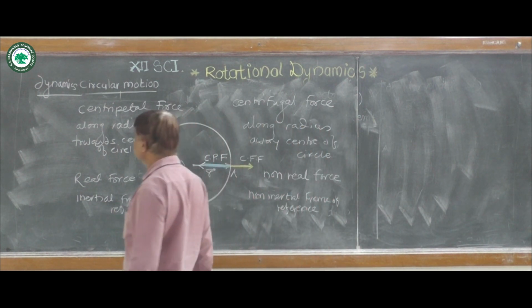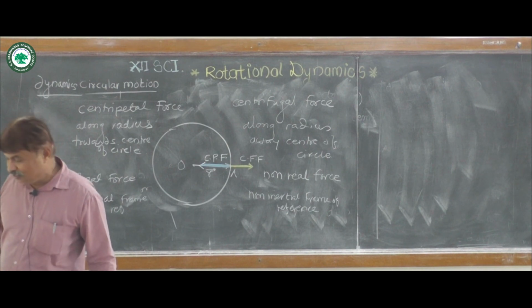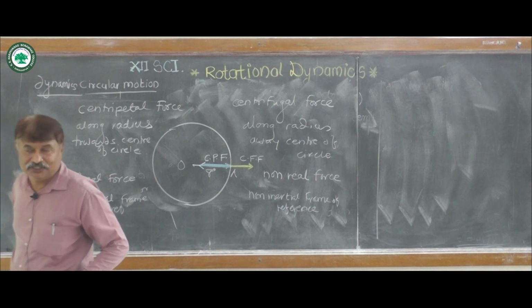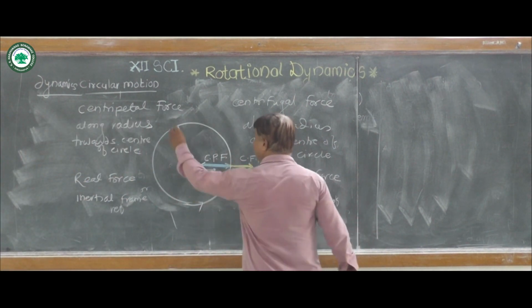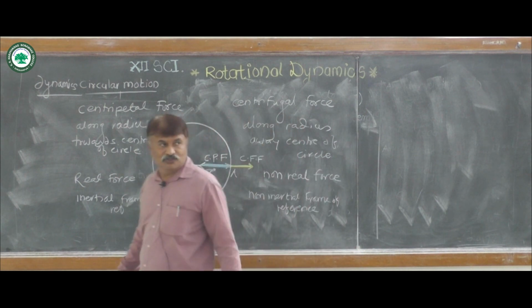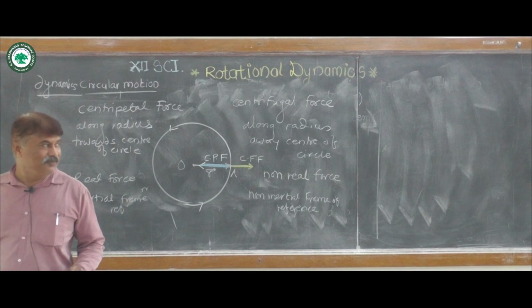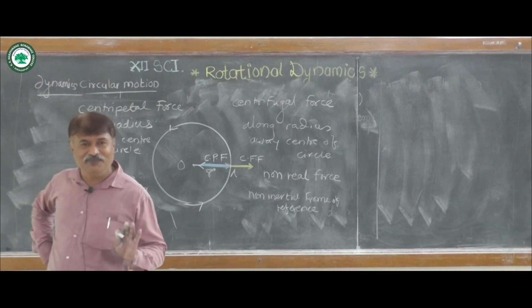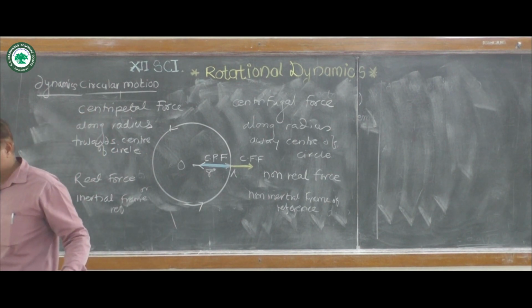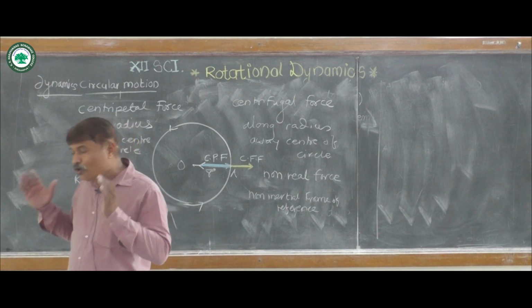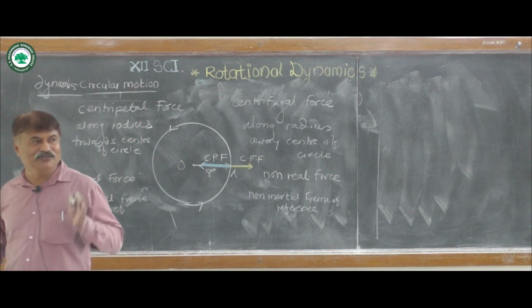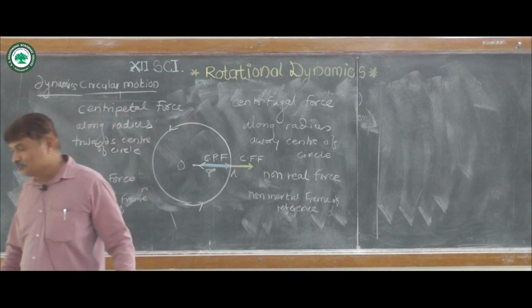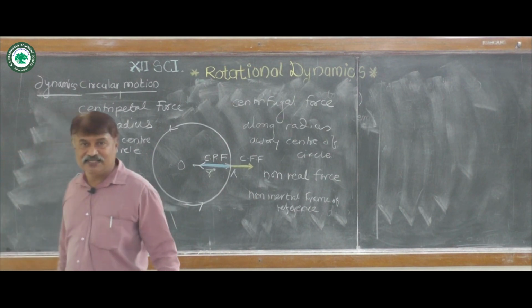Now, next point: this centripetal force is responsible for uniform circular motion. So remember this point. Centripetal force is responsible for uniform circular motion, and centrifugal force is not responsible for uniform circular motion. Centripetal force is the cause of the circular motion, one of the causes of the circular motion, while centrifugal force is the effect of the circular motion.